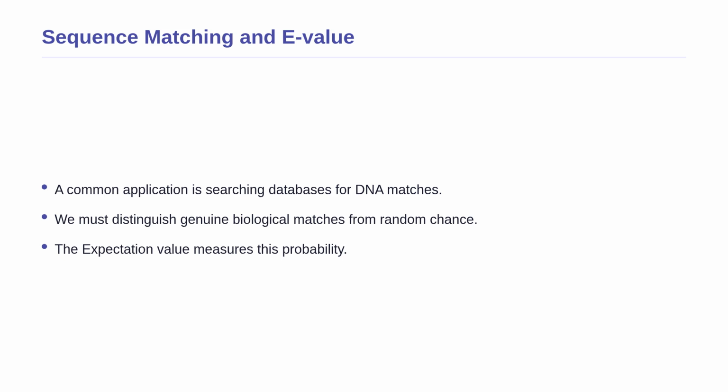To do this, we use a statistical measure called the expectation value, or e-value. The e-value tells us how many times we would expect to see a match of this quality purely by random chance in a database of a given size. Let us look at the mathematics behind this.